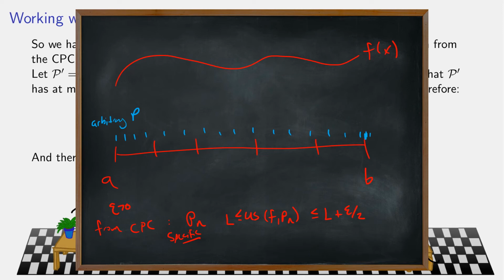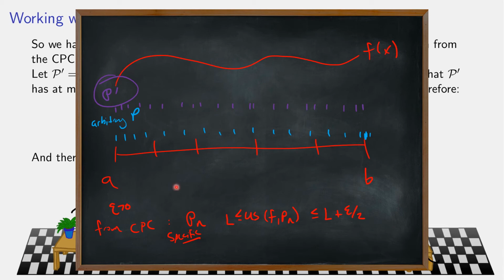Then I make a refinement, P prime, by refining the two partitions. So I just take all the points from both partitions that are now in play. And this is what we're going to work with.